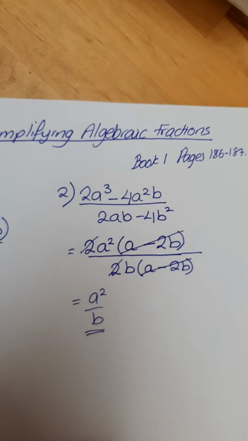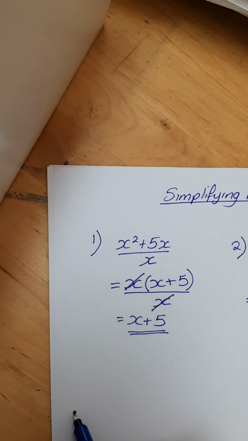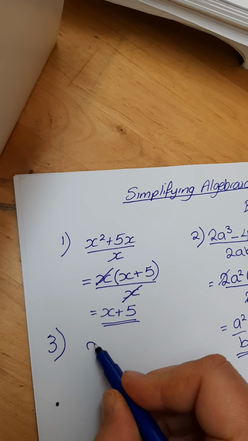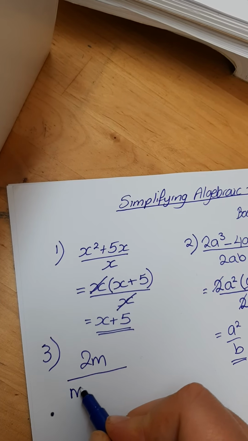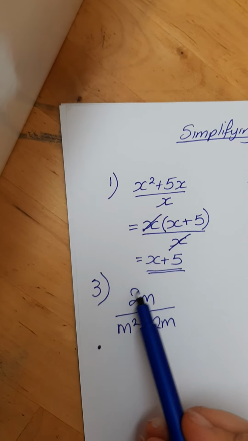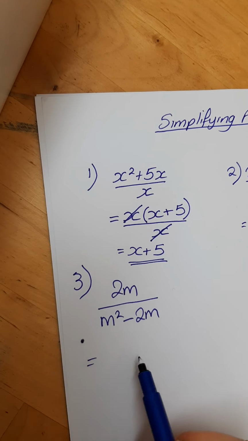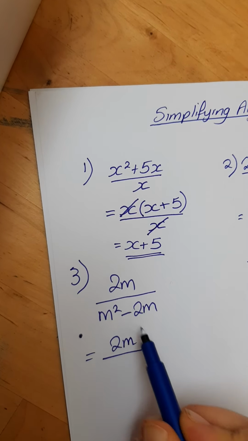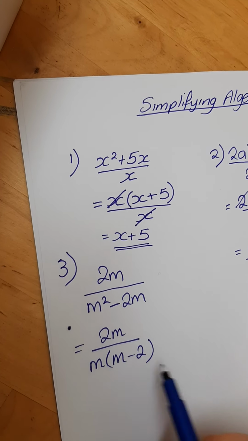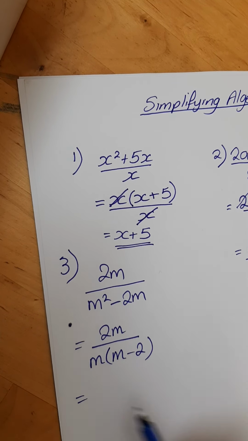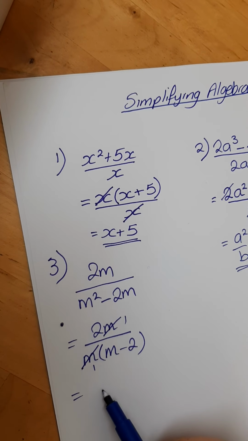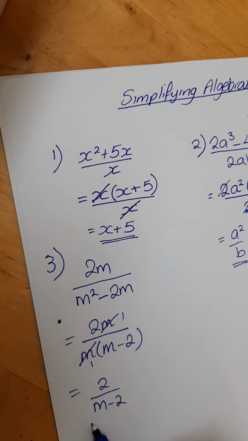We will go to the third example. Over here, we have 2m over m squared minus 2m. The top is just one term, so it doesn't really factorize. We'll just copy that. We go to the bottom. We have a common factor of m, which leaves m minus 2 in the bracket. Does anything simplify? Yes, this m with this m is going to simplify. So we're left with 2 over m minus 2. Simple.